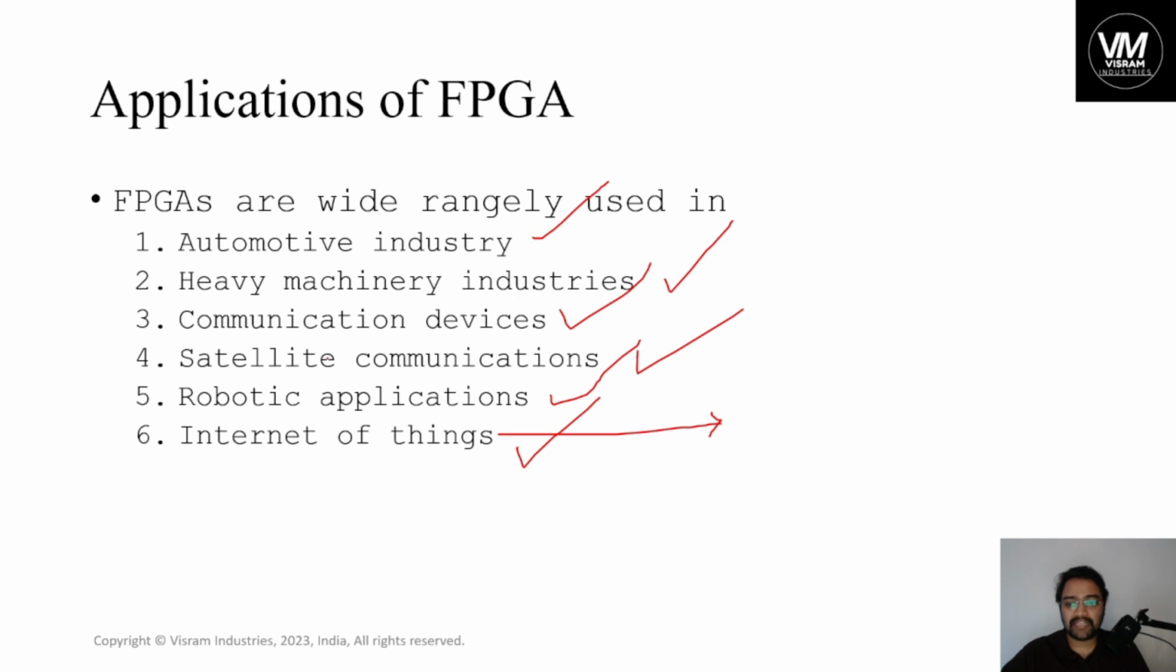Robotic applications, satellite communications, communication devices. The best example of satellite communications is Chandrayaan 3. In the Chandrayaan 3 architecture, they have used heavy electronics using FPGA architecture. FPGA is also part of their architecture in the electronics, communication devices, and heavy machinery industries.